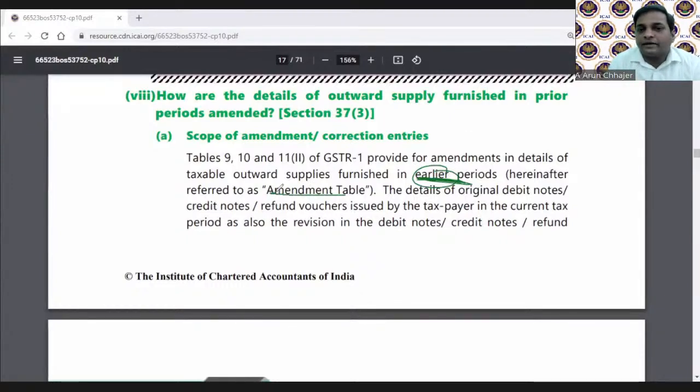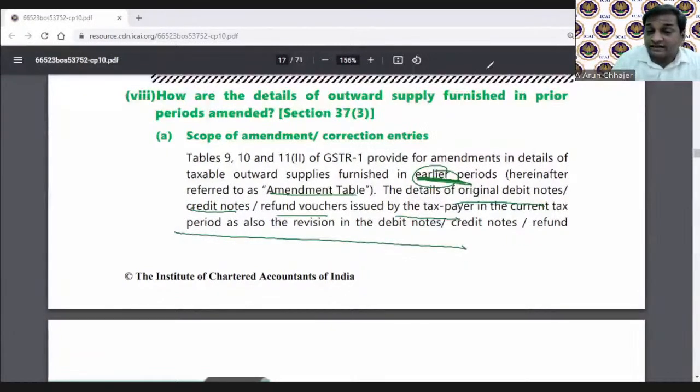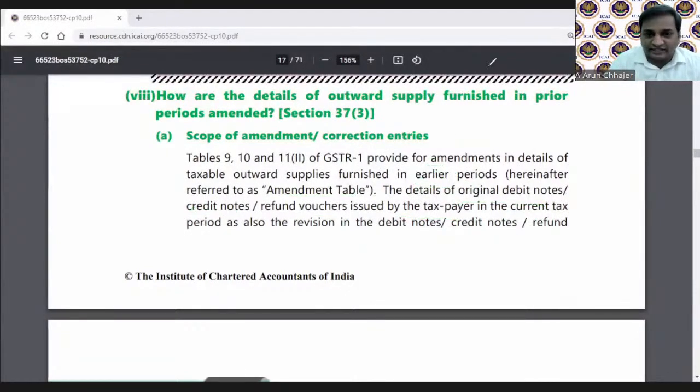Hereinafter referred to as the amendment table. The details of original debit note, credit note, refund voucher issued by the taxpayer in the current tax period also have the revision in the debit note, credit note, etc. You can do the amendment.